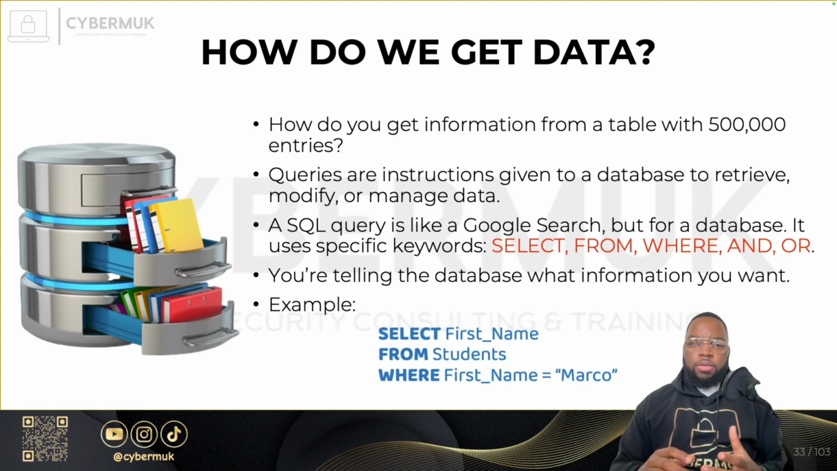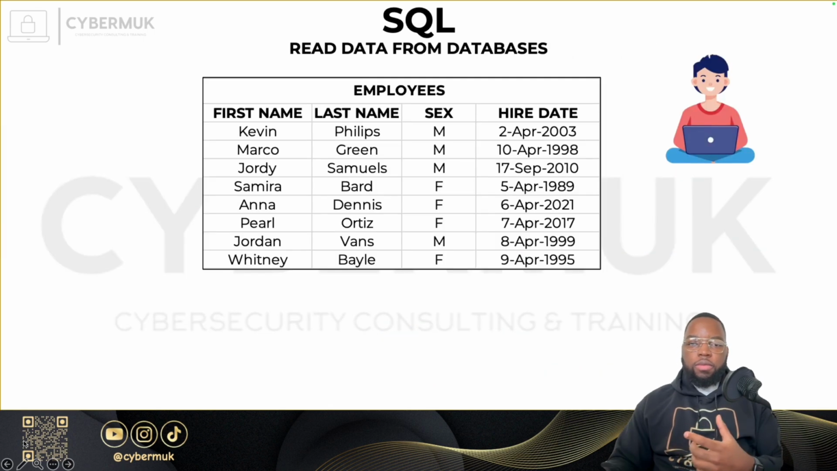So here's an example. Select first name from the table students where the first name equals Marco. So what are you saying here? You're telling the database to select the first names. So give me the first names from the table students whenever the first name is Marco. If there are multiple, it will give you multiple. If there's only one, it will give you one.